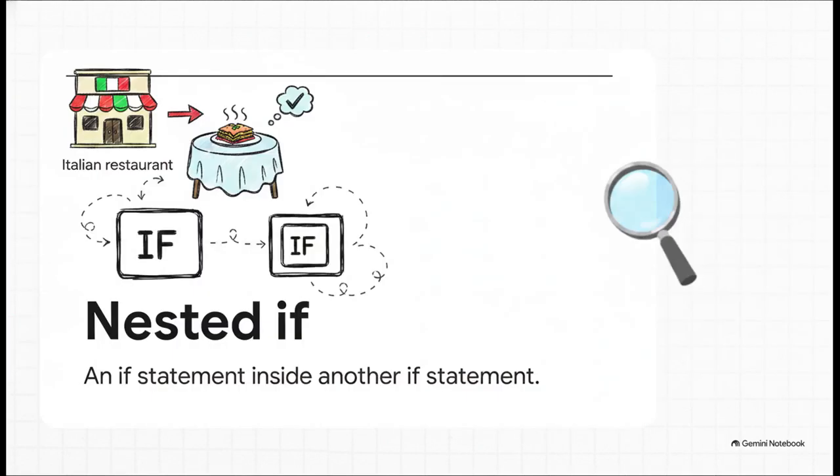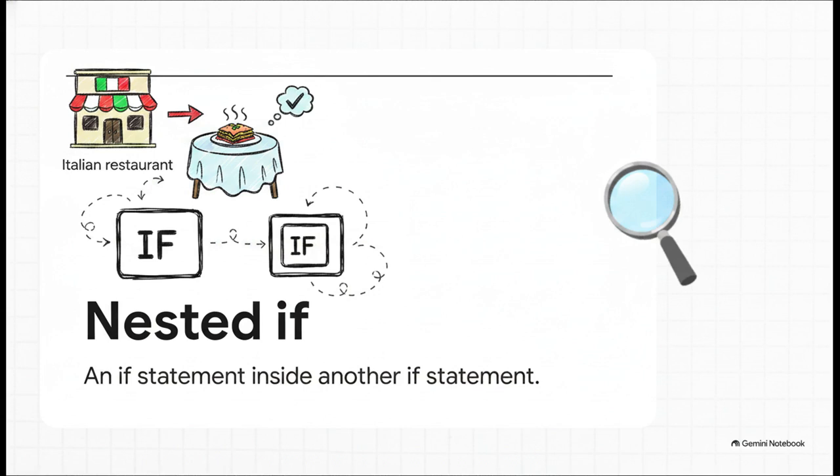Now, when decisions get a bit more complicated, we bring in the nested if. A nested if is exactly what it sounds like. An if statement stuffed inside another if statement. Imagine you're figuring out what to eat for dinner. Your first decision might be, if I go to that new Italian place, right? That's your first if. But once you actually get inside the restaurant, you have to make another decision.